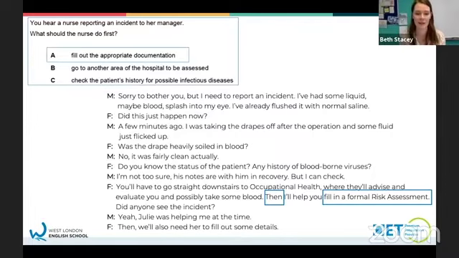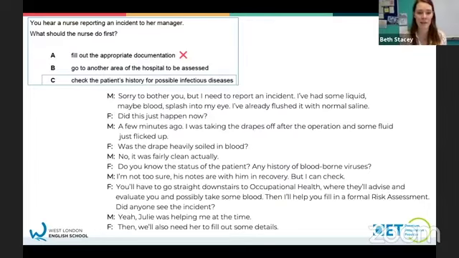So there is some documentation. But we can see that before that it says, "then I'll help you fill in a formal." So remember that the question is, what should the nurse do first? And because we've got that word "then", this can't be the answer, even though there is documentation mentioned in the listening. So that can't be our answer.